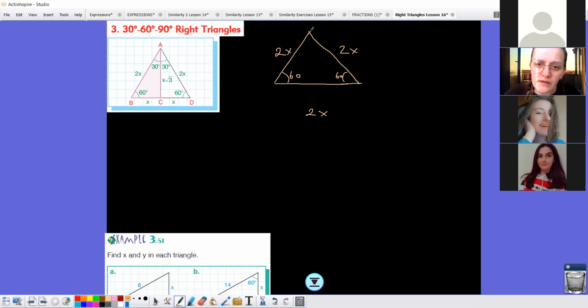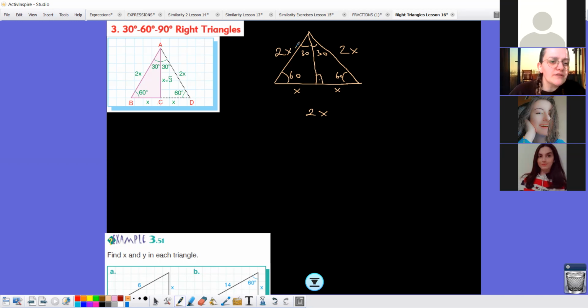If I am drawing a height from this vertex, because it is an equilateral triangle, this one and this one will be 30 and 30, as it is given here. BC will be x and CD will be x because it cuts the third side in the middle, okay? And here this triangle becomes a 60, 30, and 90 right triangle.